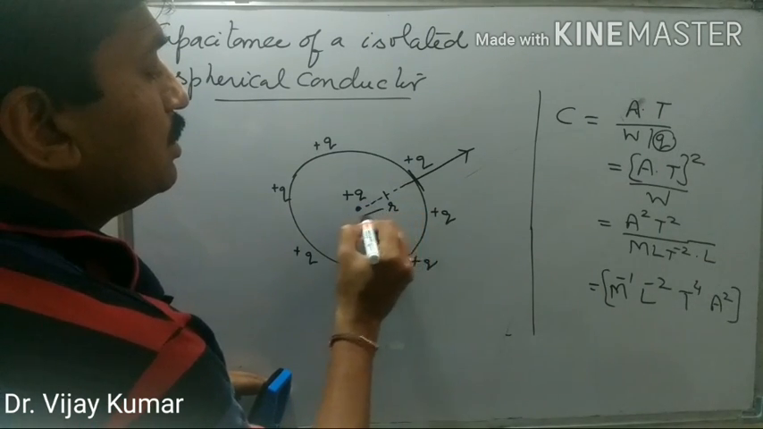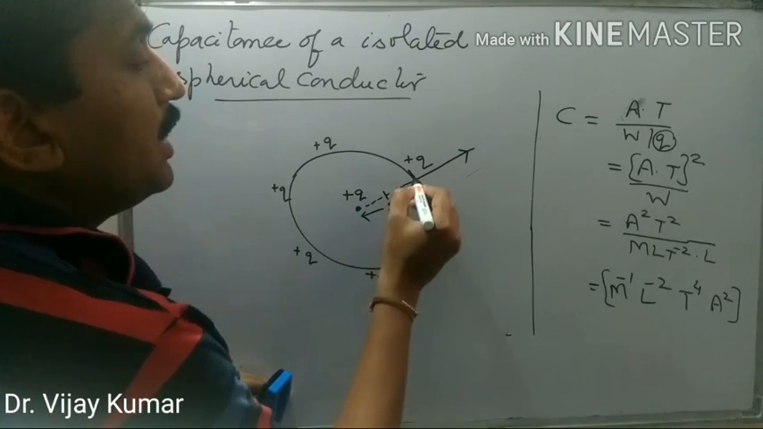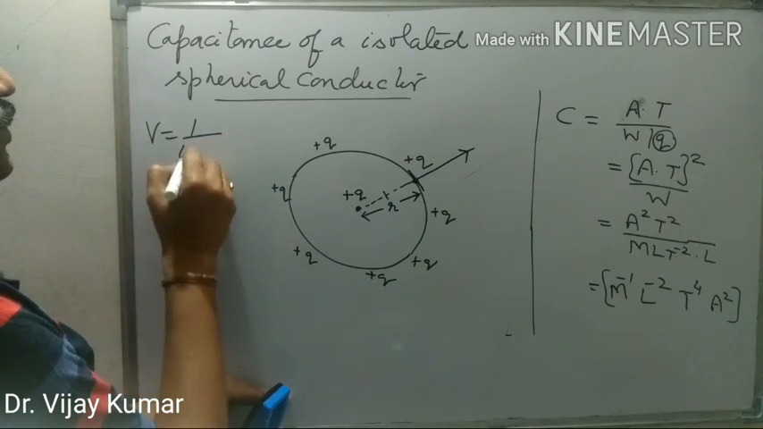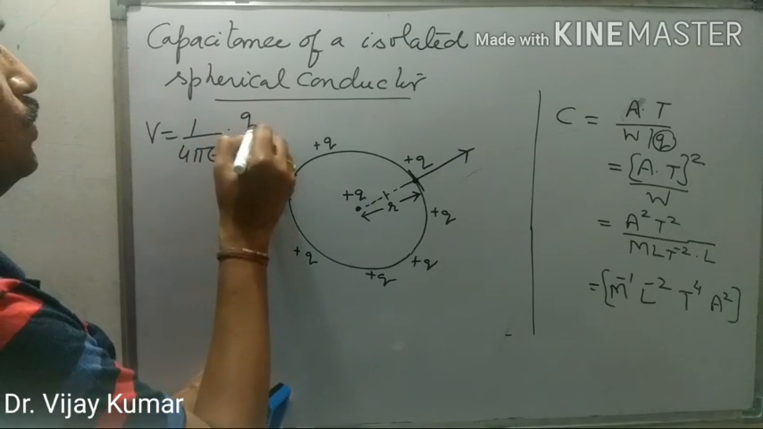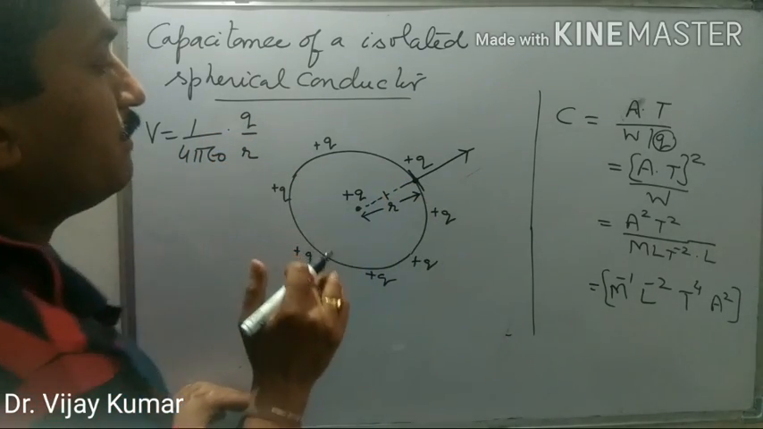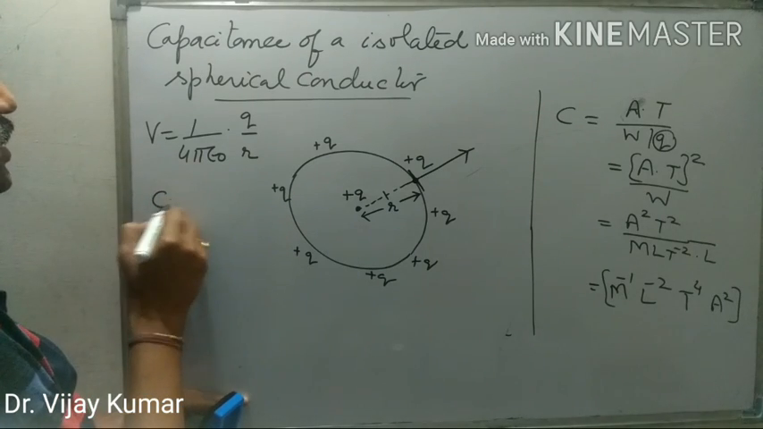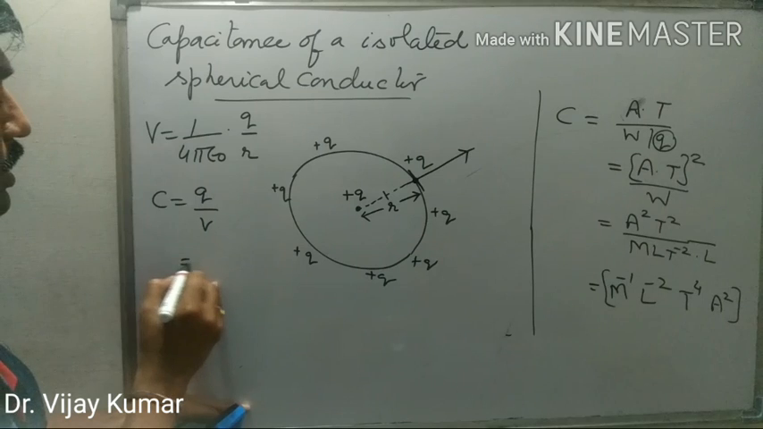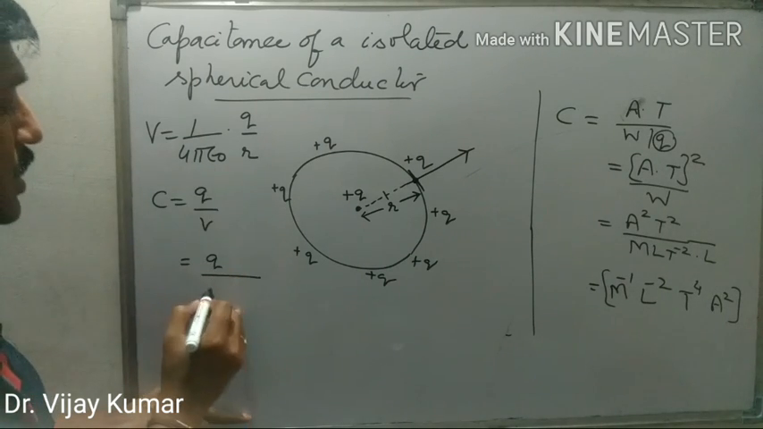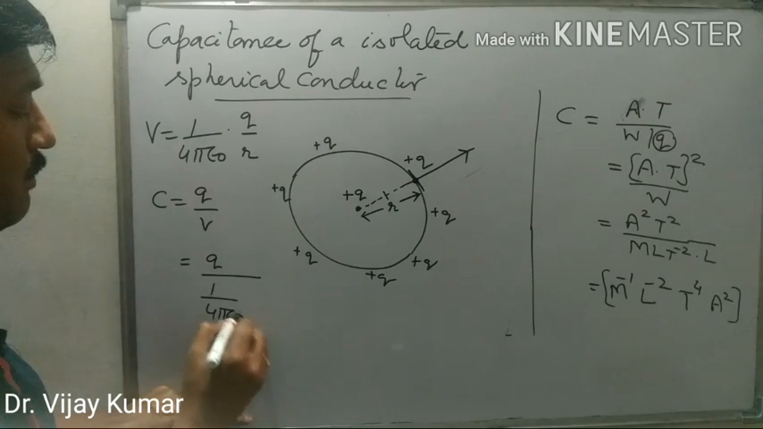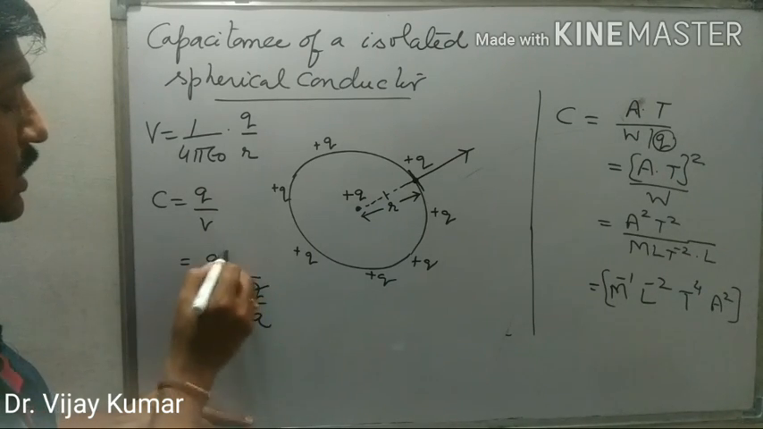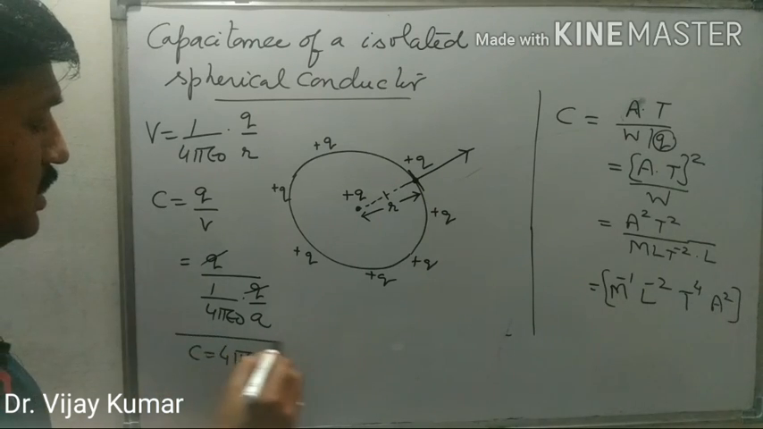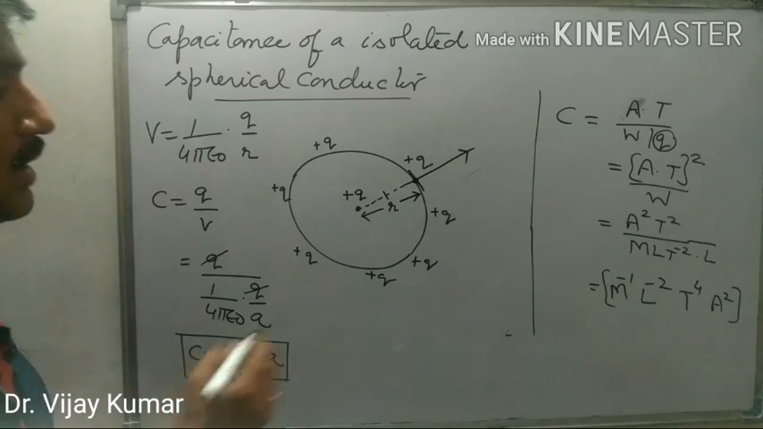Suppose radius of sphere is small r, and voltage at the surface of sphere should be 1 upon 4 pi epsilon naught Q upon r. r is radius of the sphere, and we know that C is equal to Q upon V, capacitance of this conductor. Q upon V is 1 upon 4 pi epsilon naught Q upon a. Q cancels out, and C is 4 pi epsilon naught a. This is capacity of the spherical conductor.